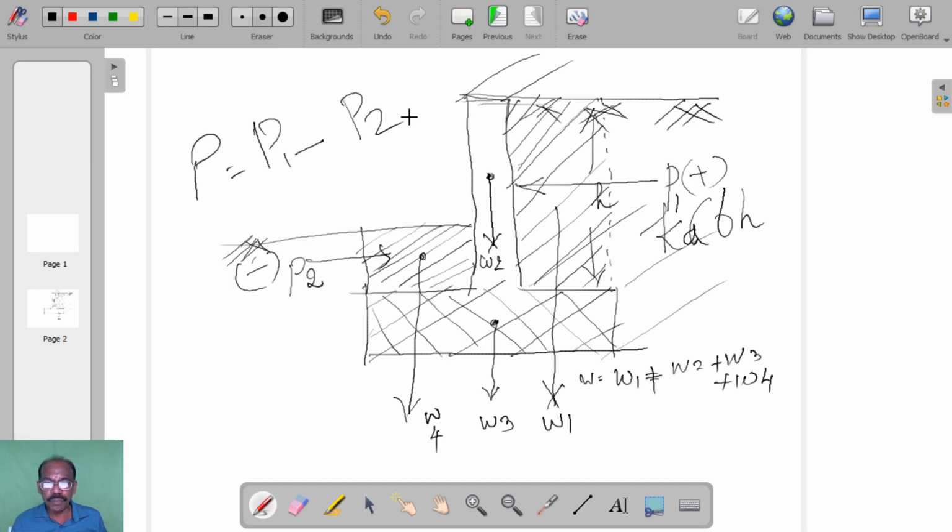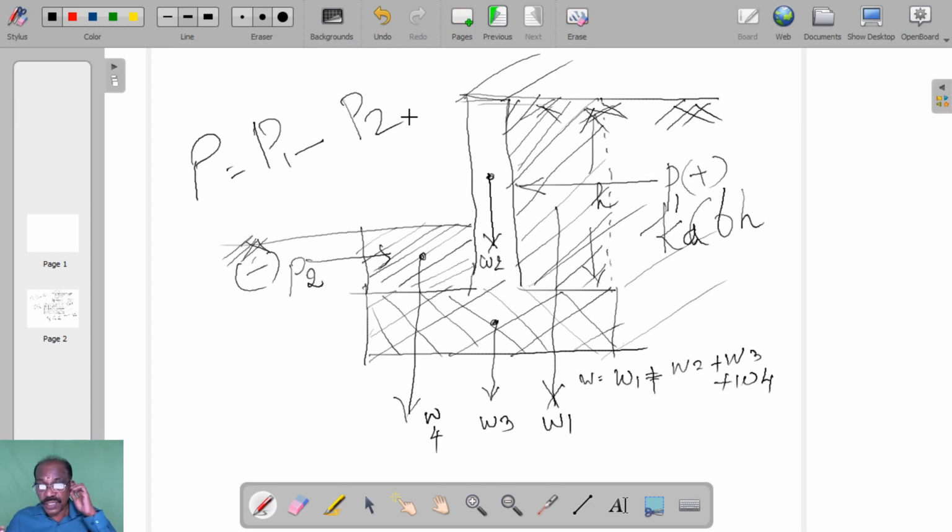Otherwise, by taking moment at a particular point, you can find out the net pressure as well as the point of application of the horizontal pressure. Likewise, when you take moments for all the downward forces about a particular point, you can get the total force as well as the point of action of that resultant downward force. These are generally the total forces acting on the retaining wall.